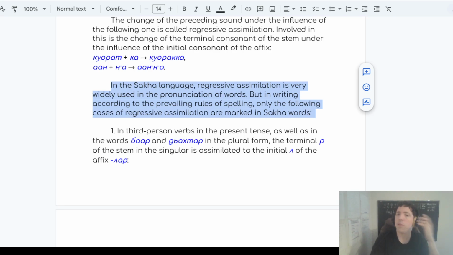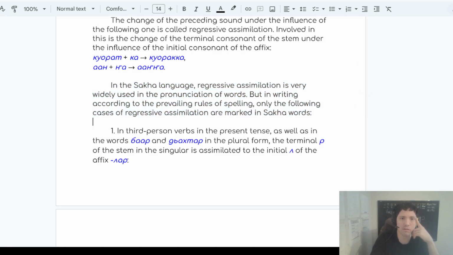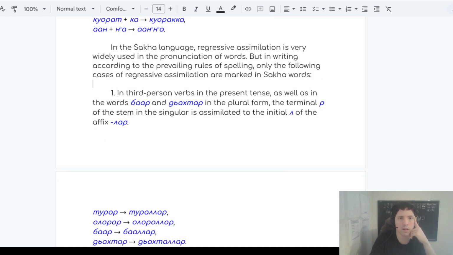I don't know what he's talking about here because I'm pretty sure it is always spelled. Sakha speakers, if you're watching this, you can correct me. He's saying they only show the regressive assimilation sometimes in writing, but I've never heard it said any different than how it's spelled. So I'm pretty sure that's not true. But regardless, we'll look at the examples.